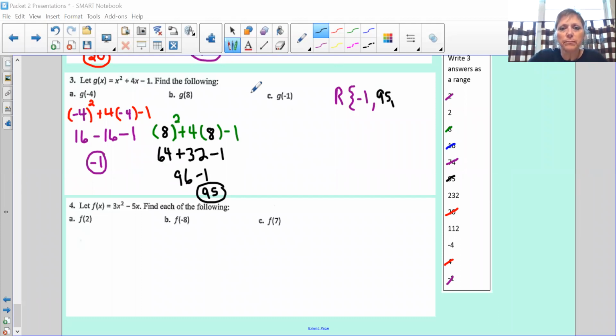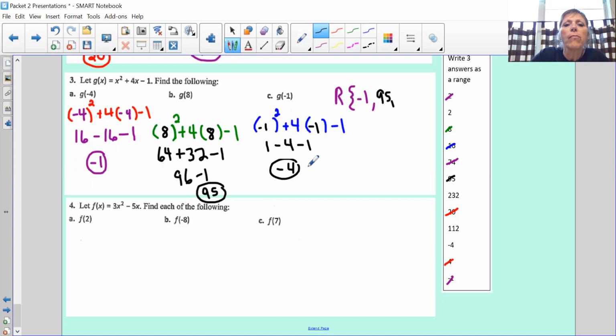Okay, last one. Okay, x squared, parentheses for that, plus 4, parentheses, and then minus 1. And I'm putting -1 in this one. Okay, -1 squared is 1. A +4 times a -1 is a -4, and then minus 1. So I can put 1 and -1 together, which makes 0. So I'm making my final answer -4. And there's my -4, and I'm going to add it to my range.